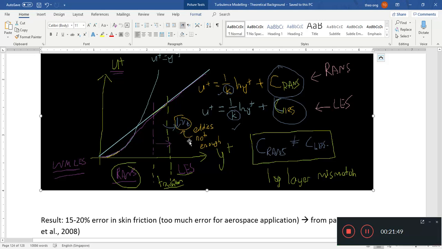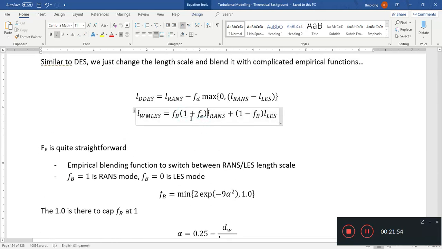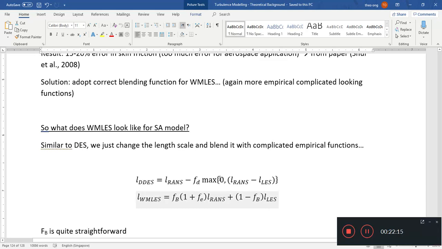So what we have is, what do you call that, 1 plus FE, similar to our booster function or whatever. Okay. Regardless, this is here actually just to help with this log layer mismatch, to kind of slow down your decrease in nu t enough so that you don't have this log layer mismatch problem. That's what it's there for.